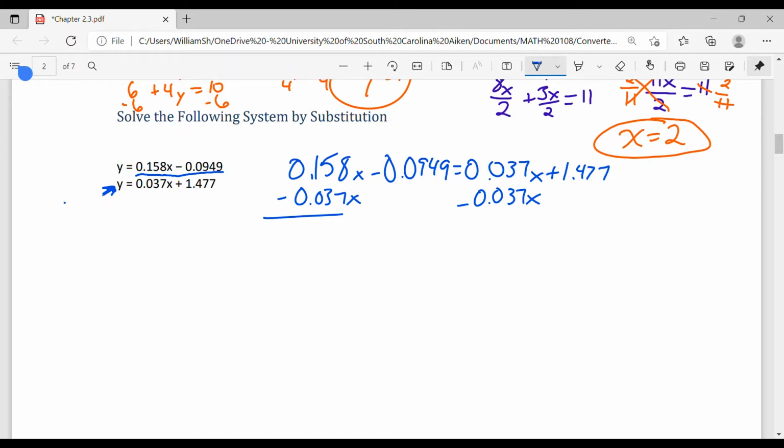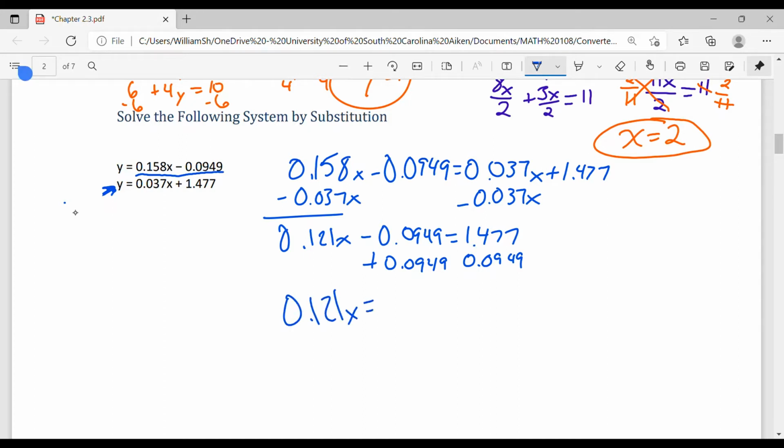You can do this by hand if you want to. This is actually pretty simple by hand, but you don't have to. You should get 0.121x minus 0.0949 equals 1.477. Of course, we've got to add the 0.0949 over. And if we add that, we get 1.477 plus 0.0949. We get the following.